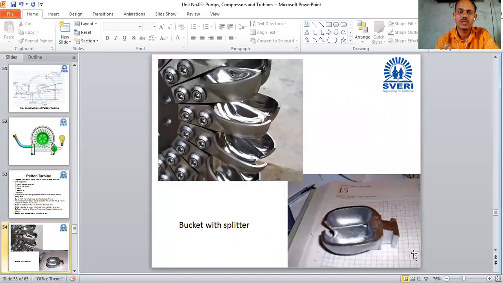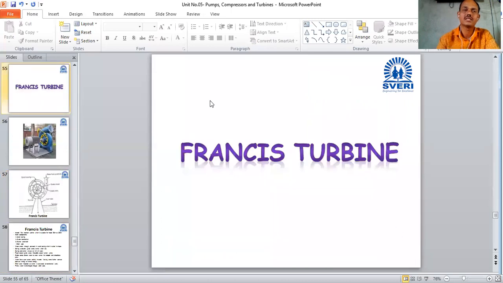Okay, now next one is the Francis turbine. The Francis turbine is also very important, and compared to the Pelton turbine and Kaplan turbine, the Francis turbine has more efficiency. This turbine works at a moderate head, near about 250 meters to 300 meters, and for medium water flow we can use these turbines. The design of that turbine is somewhat complicated.